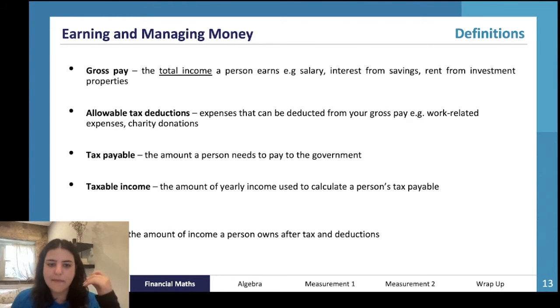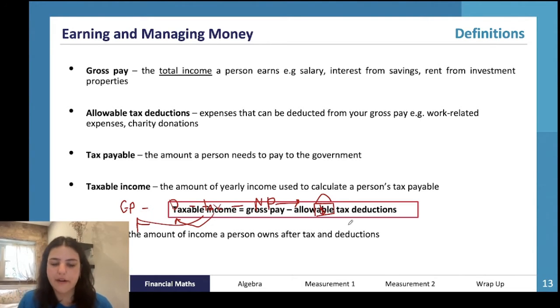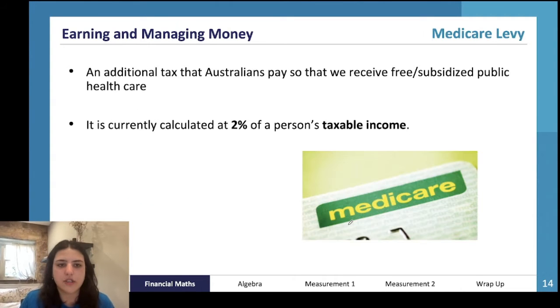Okay, net pay is the amount of income a person earns after tax and deductions. You can think of it like this. We start with our gross pay. This is everything. We then minus our deductions. We then pay our tax, which is calculated based on this and this. And then once that's gone, we're down to our net pay. This is the amount of income that's actually going to go into your bank account. Okay, there it is. Taxable income equals gross pay minus allowable tax deductions.